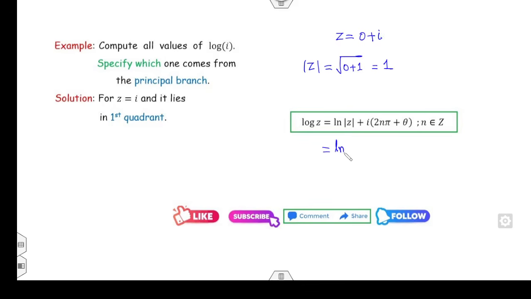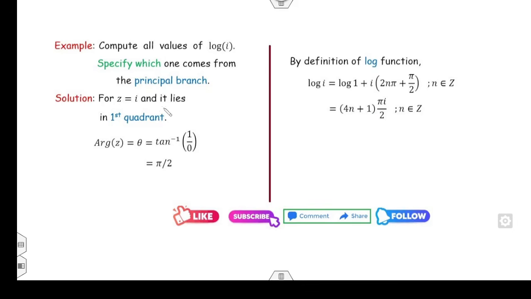Now, as you fill in here, log of 1 plus iota times 2n pi plus pi by 2. Log 1 is 0. I can take pi as common, so that will be 4n plus 1. I can take the LCM as well. So that means log of z, that is iota, is defined as 4n plus 1 times pi by 2. How can you find the principal value? If I substitute n equal to 0, then the left hand side becomes capital Log of iota, and if I take n as 0, that is pi by 2 iota, which is the right answer.